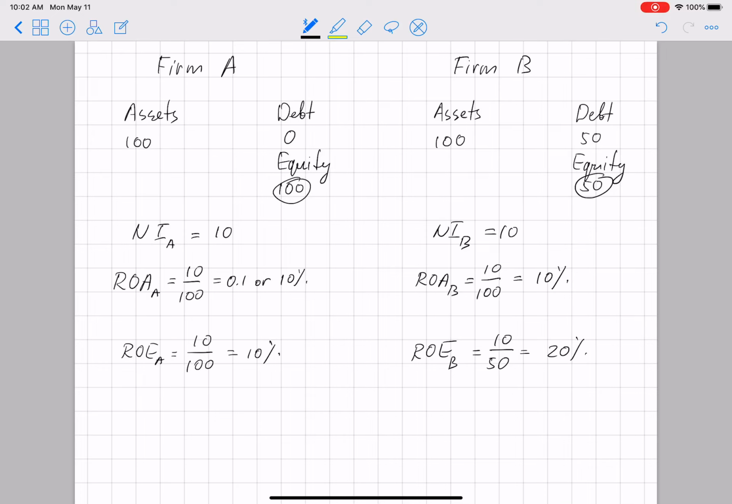So basically, what you can see is that two seemingly identical firms, in terms of their overall asset size and their overall income or net profit or net income, have very different return on equity. Firm B has twice as large return on equity compared to firm A. And that's not surprising. It's because that allows it to divide that amount of income by a smaller amount of equity.